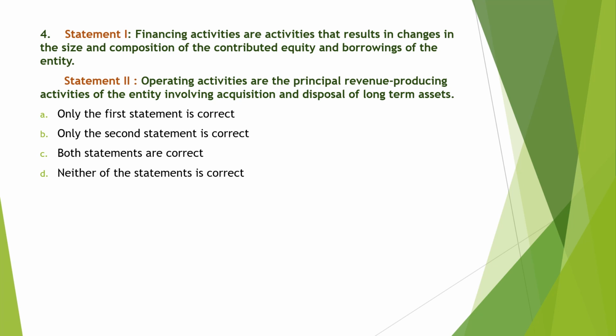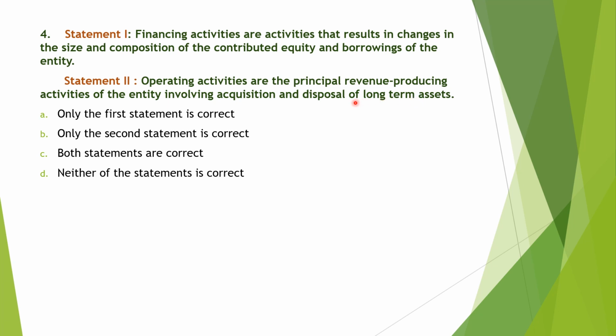Statement number 2, operating activities are the principal revenue-producing activities of the entity involving acquisition and disposal of long-term assets. Statement number 2 is incorrect because of the last phrase, involving acquisition and disposal of long-term assets. That pertains to the investing activities of the entity. The operating activities pertain to the principal revenue-producing activities of the entity.